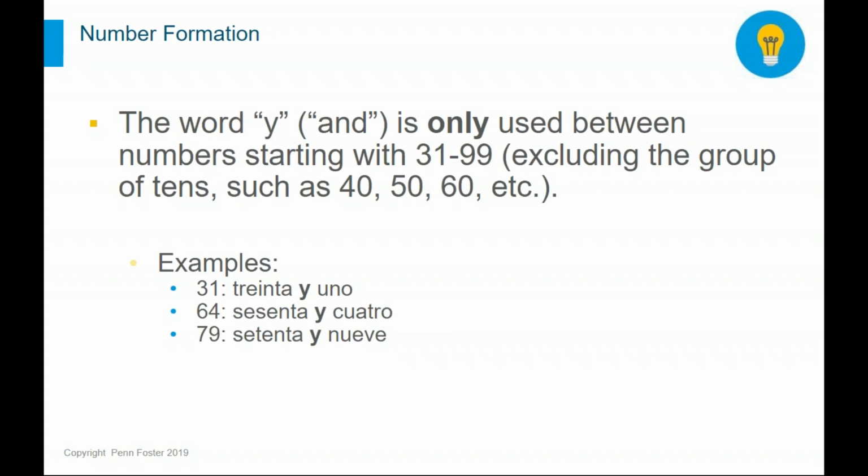So no matter where you see numbers like the examples below, 31, 64, 79, whether it's 10,000, 31, whether it's 1,000,000, 64, the only time you would use e, the letter y in Spanish, would be between that 10 and that 1 from the 30s to 90s. You don't put and, the letter y, pronounced e, anywhere else when writing out or speaking about Spanish numbers. So a little bit different than in English because we often tend to use and quite a bit with English numbers.